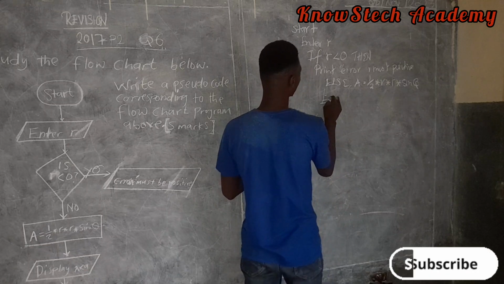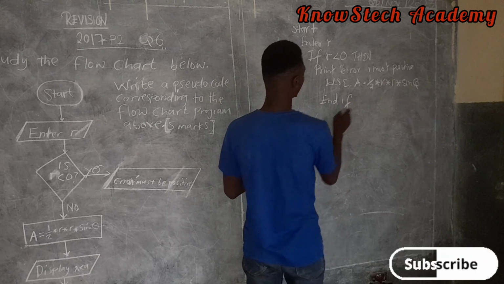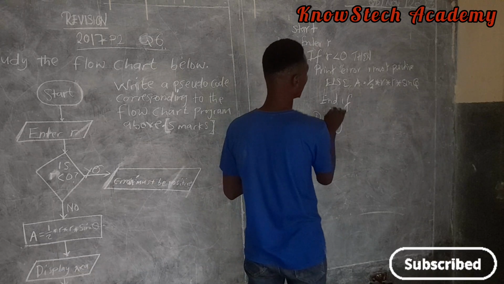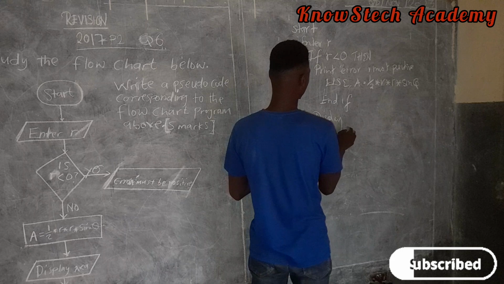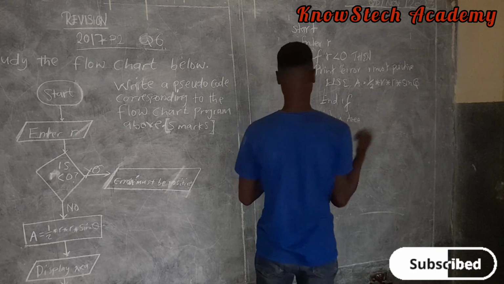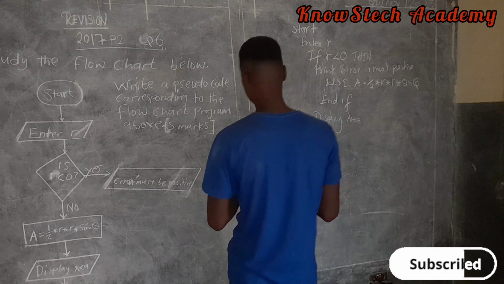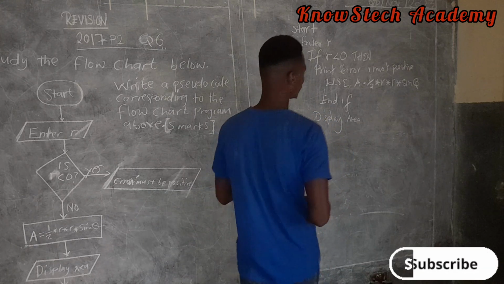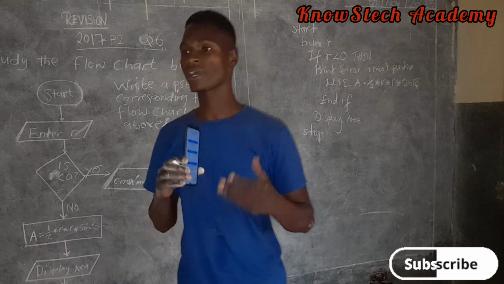So end if. Then display what? Display area. Which is just area. Display area. Then what? Stop. That's all. That's how you write a pseudocode.